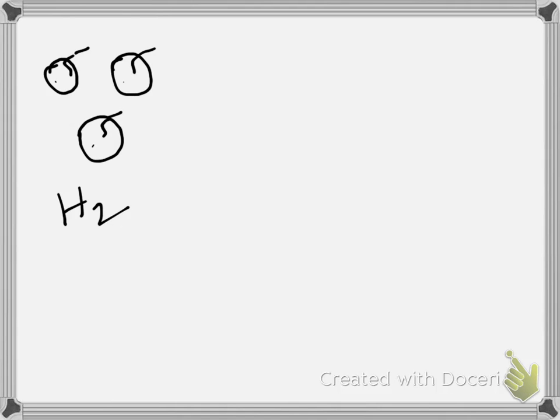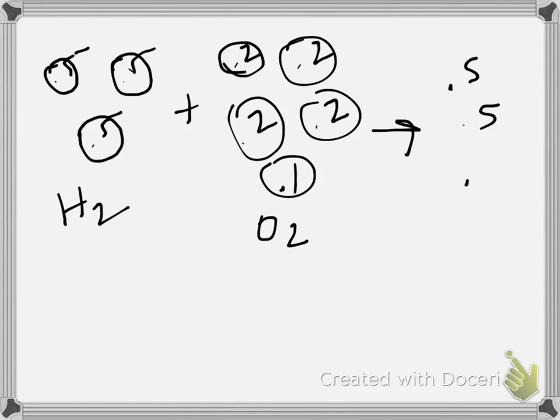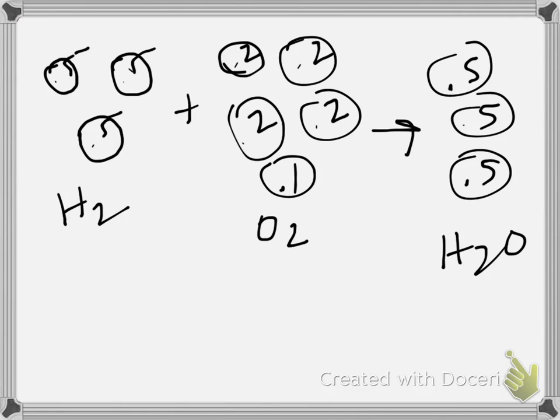So let's look at this pictorially. Let's say that we had 0.5 moles of hydrogen. And we said that we added 0.9, so let's do 0.2, 0.4, 0.6, 0.8, 0.9 moles of oxygen. If we were going to produce 0.5 water here, let's see what happens.